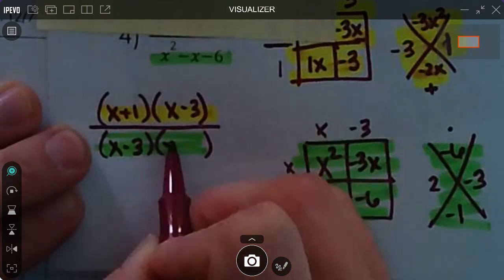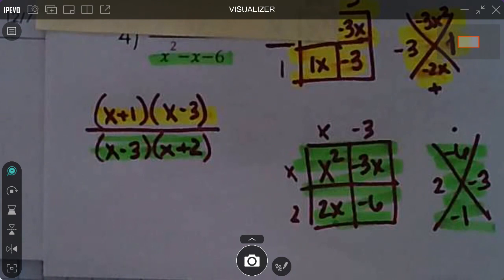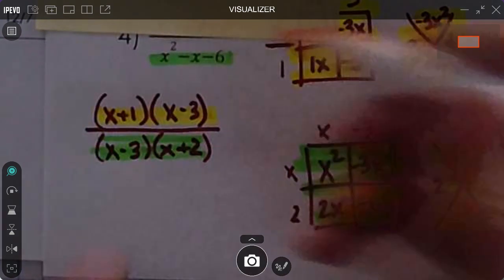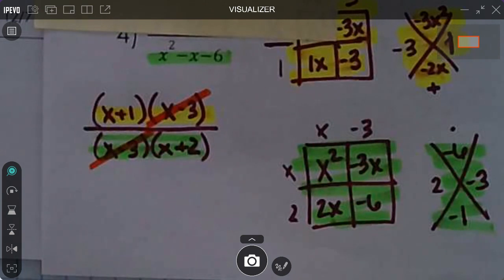All right, so I'm writing my factors from my box. Is the green factored completely? Can I do anything else? Okay, so everything's factored. So now, what can cancel? What factor is exactly on top and bottom? X minus 3 and x minus 3. They have to be identical. If one's a plus 3 and one's a minus 3, that's not the same thing, right?